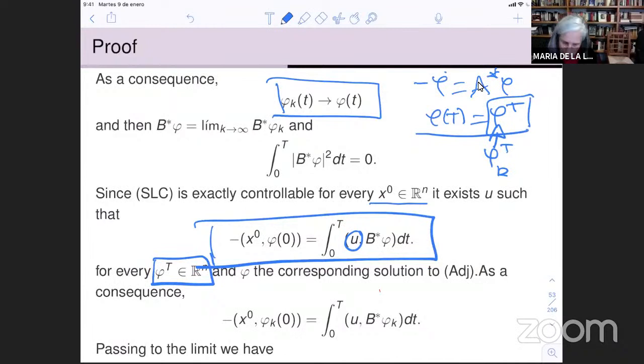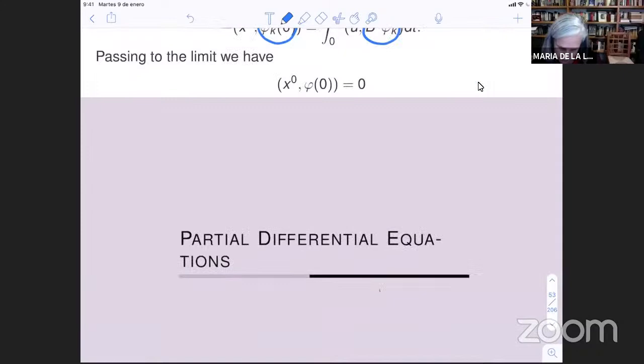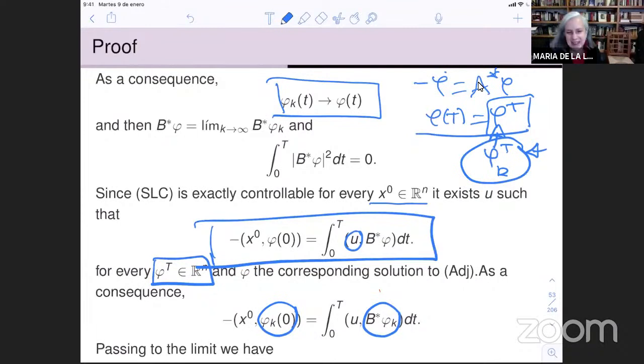So as a consequence, I can put that on all the sequence I have here, okay? So I will have this equality for every element, putting here all the terms of the sequence, and I go to the limit, okay? And at the limit, what we get is that we have no control.